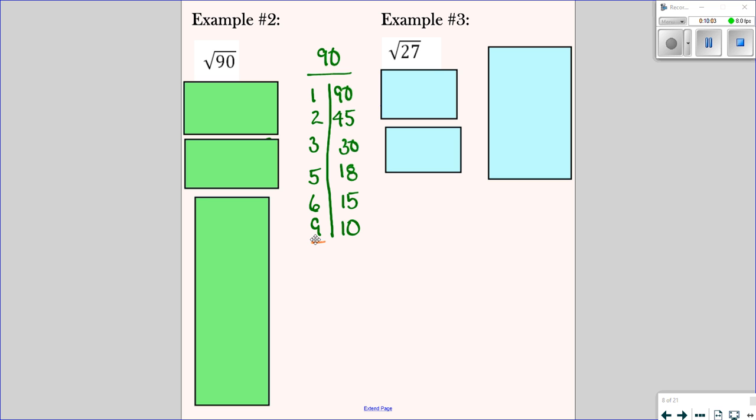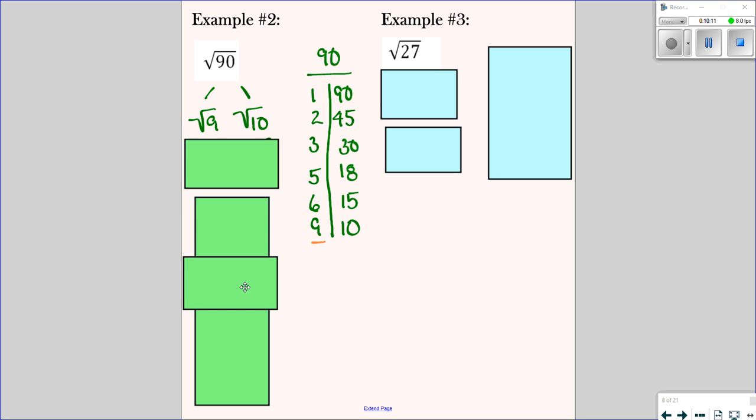So we see 9. 9 will give us 3. What is 9 attached to as a factor? 10, because 9 times 10 gives you 90. So now you're going to break it down to square root of 9, square root of 10.